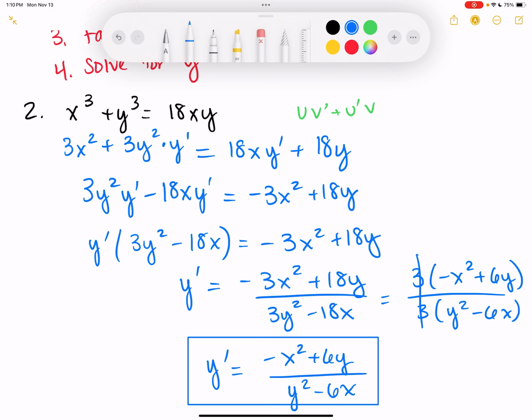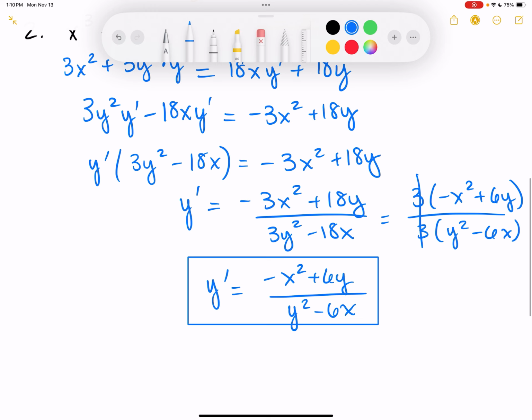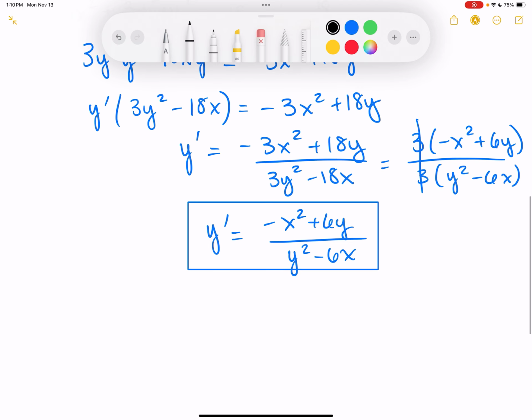Because I think on the next one you're going to be confused if I stopped. 4 x squared is equal to x minus y over x plus y.